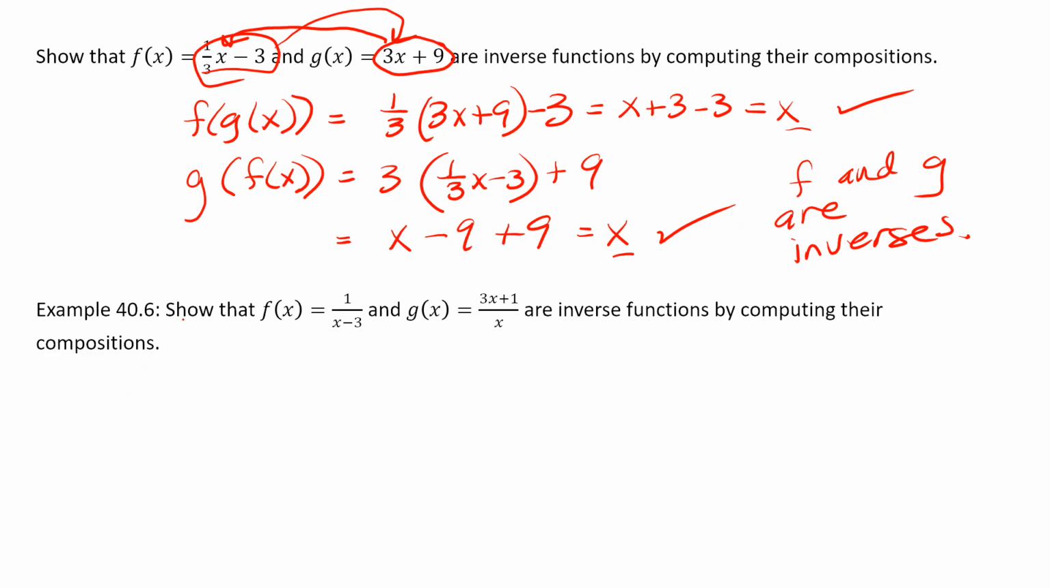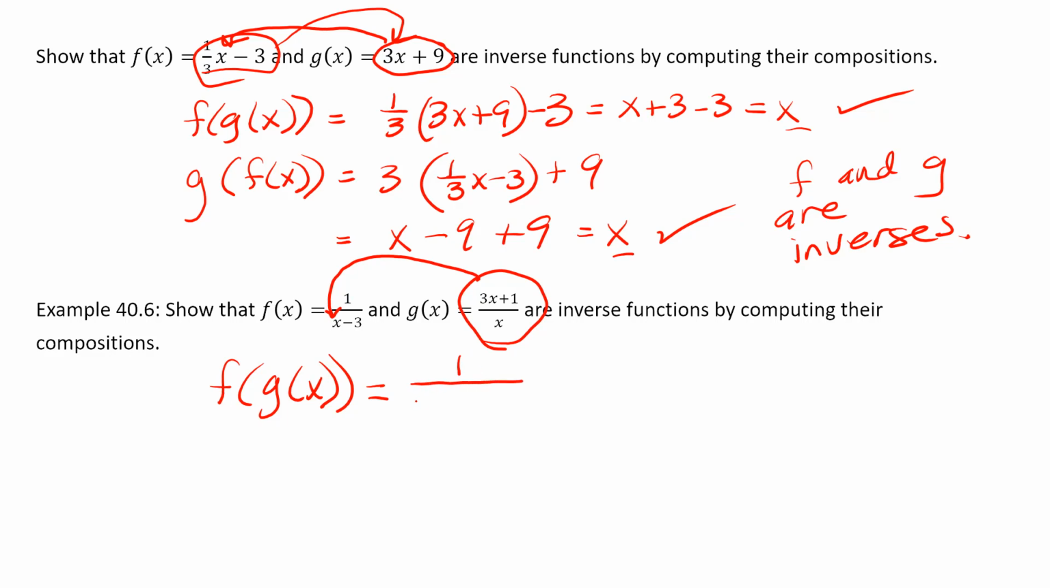All right, example 40.6 says show that f of x equals 1/x minus 3 and g of x equals 3x plus 1/x are inverse functions by computing their compositions. So we're going to do f of g of x, which means I'm going to take this function and plug it in for x into that function. So that's going to be 1 over, putting in 3x plus 1/x for x, 3x plus 1 over x minus 3. So if we multiply this whole fraction by x, we're going to get x over 3x plus 1 minus 3x, and that is going to be x over 1, which is x.